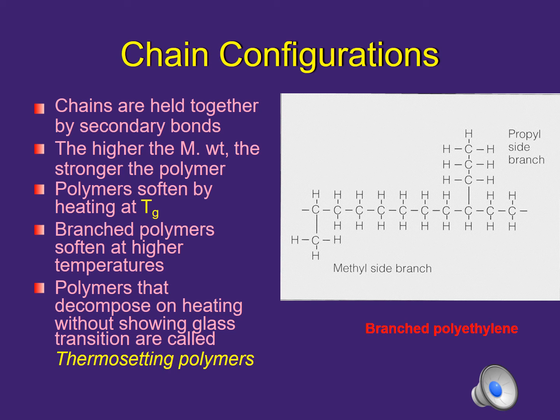Chain configurations. Chains are held together by secondary bonds or van der Waals forces. The higher the molecular weight, the stronger the polymer. On cooling, the bonds are re-established and the polymer becomes hard again, retaining the shape it was in at the higher temperature. The temperature at which a plastic softens such that the molecules can begin to flow is defined as its glass transition temperature.